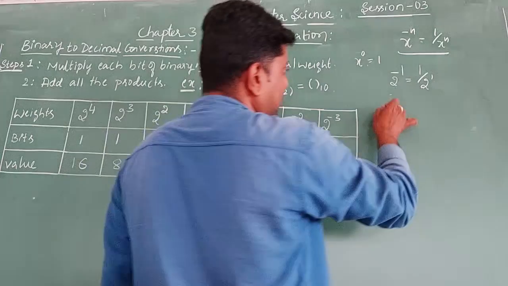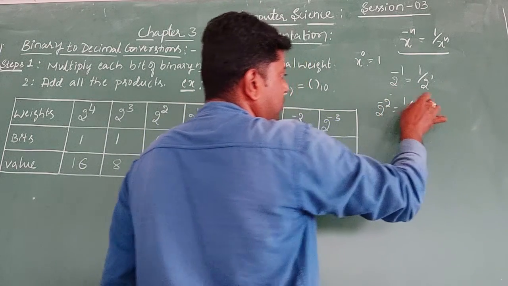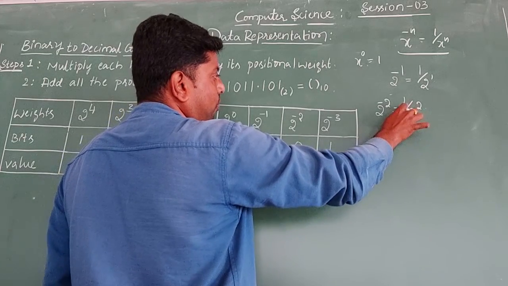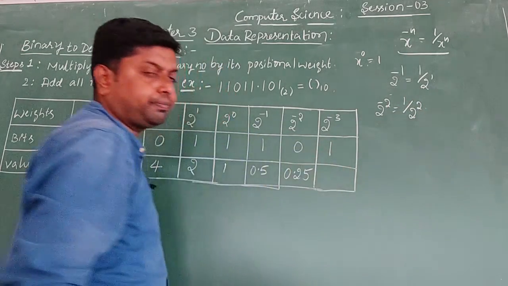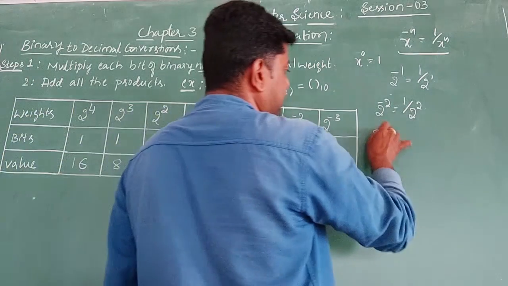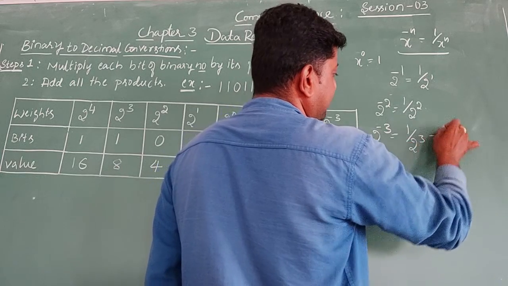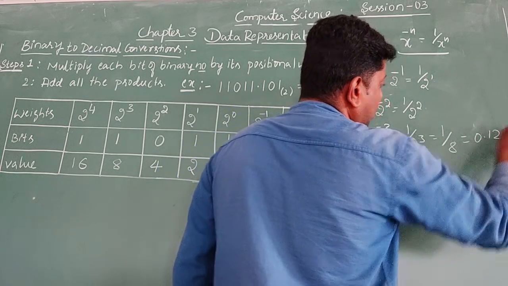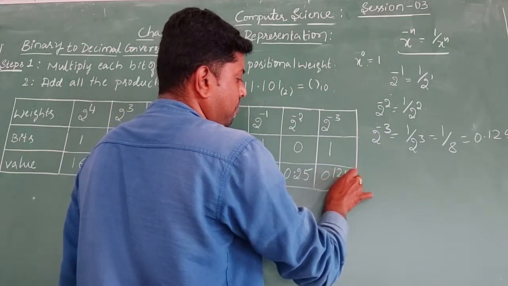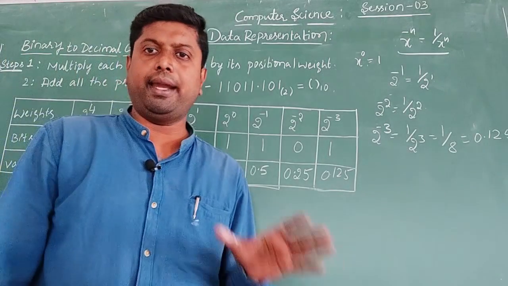Like the 2 to the power of minus 2. 2 to the power of minus 2 is equal to 1 divided by 2 to the power of plus 2. 2 to the power of plus 2 means 4. 1 divided by 4 means 0.25. Like that, 2 to the power of minus 3 is equal to 1 divided by 2 to the power of plus 3, which means 1 divided by 8. 1 divided by 8 is 0.125. So this is the simple method of converting a normal binary number into its decimal number.